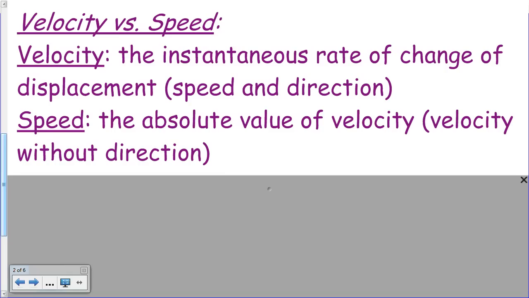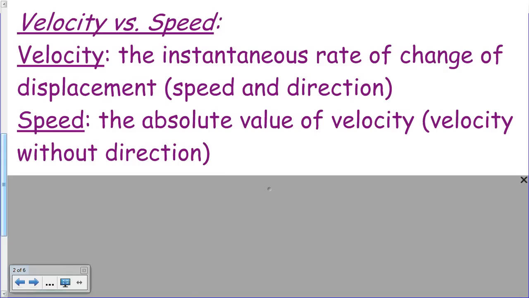On the other hand, speed, again, there are several ways you can define this. One way, and probably the easiest way for us to work with it, is that once we've calculated a velocity, I can take the absolute value of velocity and find my speed. In other words, speed is velocity without direction. It's always positive. There's no plus or minus. It's just the magnitude of your velocity.